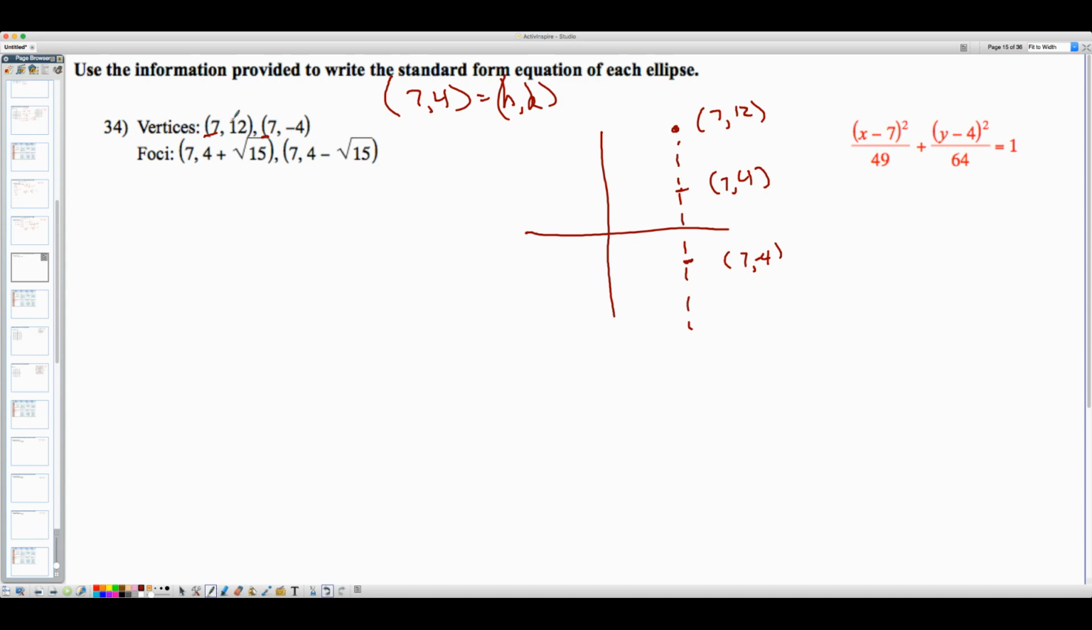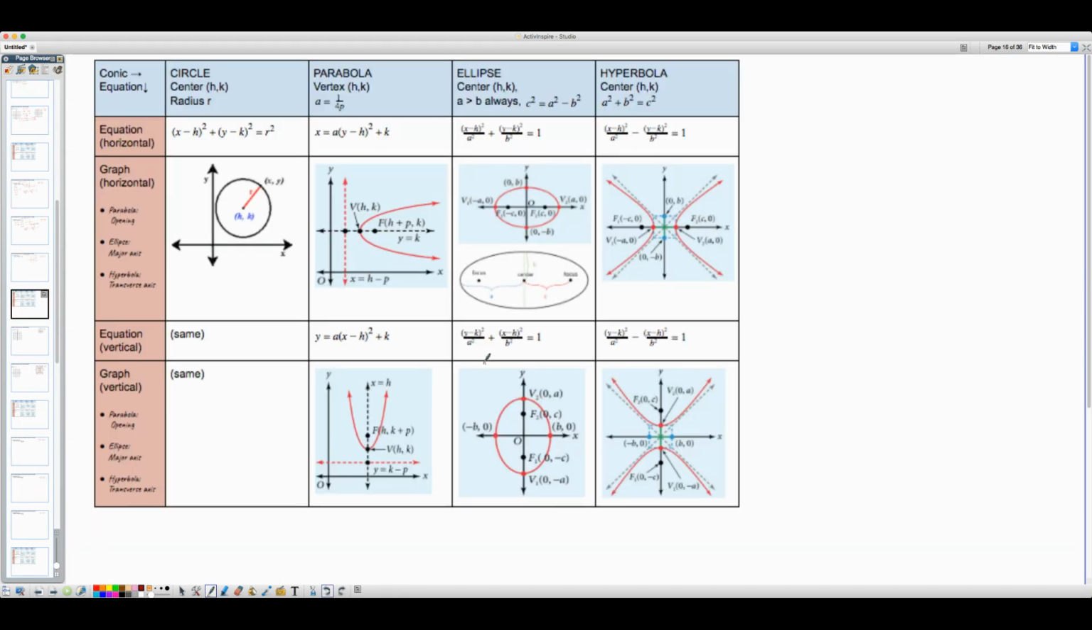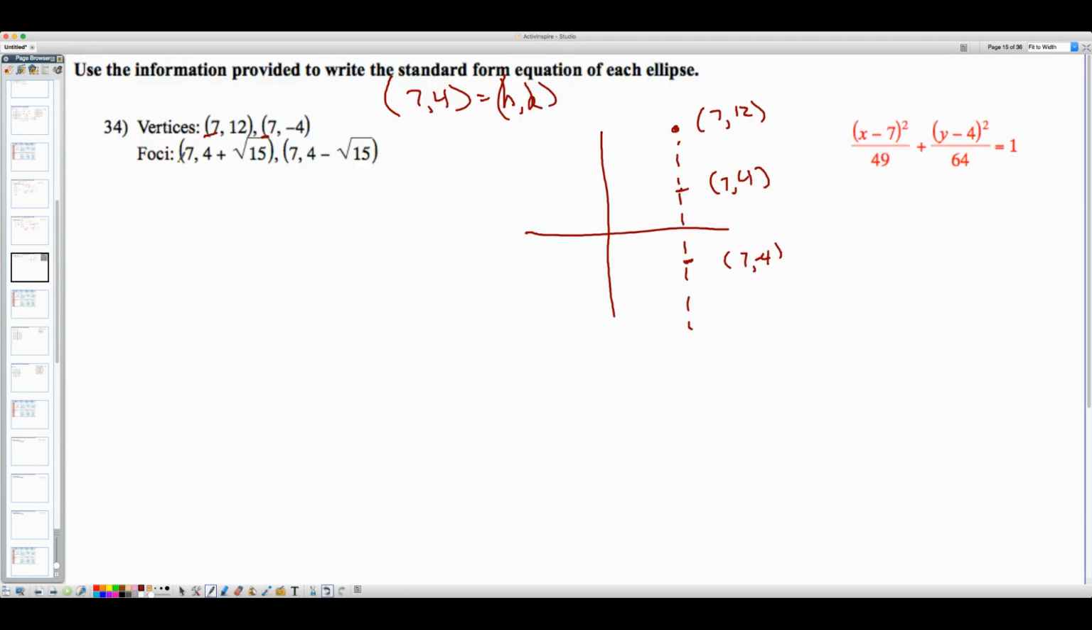And I know that this is vertical orientation. So according to my formula, for it to be vertical orientation, I'll have the y divided by the a and the x divided by the b. So I need to know what my a and my b values are. For the foci, it's going to be 4 plus the square root of 15, or 4 minus the square root of 15. So this is my c. c is equal to the square root of 15. My a value is going to be, what do I go from 4 to get to 12? This would be 8. It would be either plus or minus 8 starting at 4. And we know that in an ellipse, c squared is equal to a squared minus b squared. So I can write this as 15 is equal to 64 minus b squared. b squared is equal to 49.